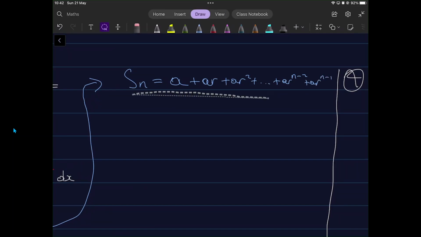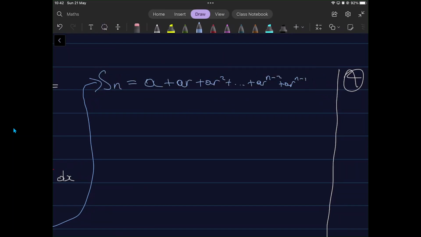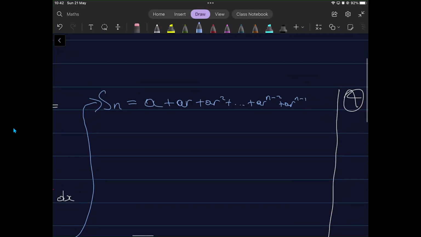Let me just move it a little bit across, like that. Perfect. The trick is, let us multiply all these terms by r. Let's do that like this. Multiply by r. So we have r multiplied by Sn is equal to, well, a becomes ar, ar becomes ar squared, plus dot dot dot, plus ar to the n minus 2, plus ar to the n minus 1, plus ar to the power of n, right?